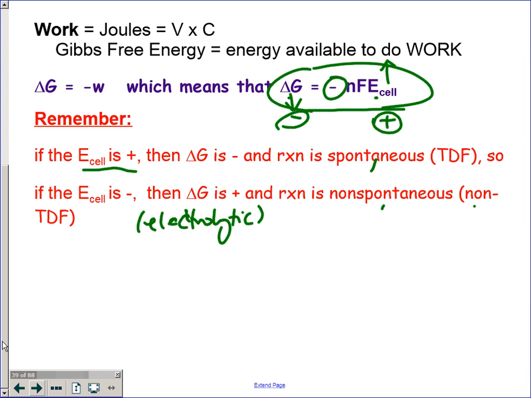And then tell me one more thing. How does the equilibrium constant K play into this? For this first statement up here, what is K? Greater than 1. Good, because products are favored. It's thermodynamically favorable in the forward direction. We want to make products. And then down here, K is less than 1, because we're still favoring reactants, not products.